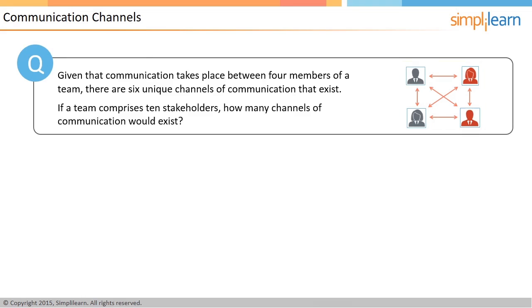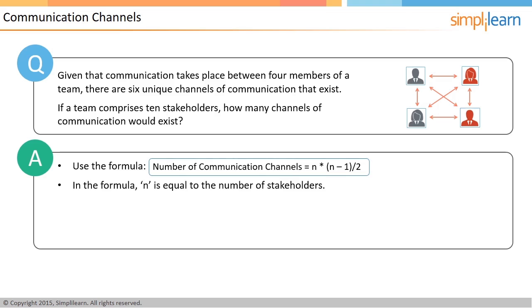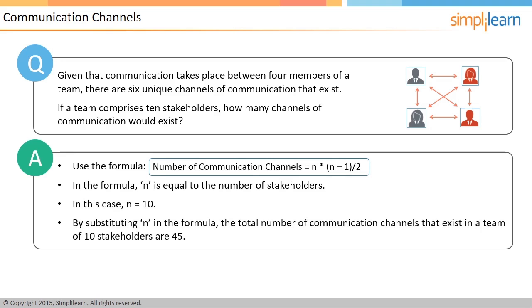Now, if the team comprises 10 members, how many unique channels of communication will be calculated? You can use the formula n multiplied with n minus 1 and the resulting sum divided by 2. N is the total number of people involved in communication. In this case, n equals 10. If this is put into the formula, you will get 45 as the result. Therefore, 45 unique communication channels exist in a team of 10 people.